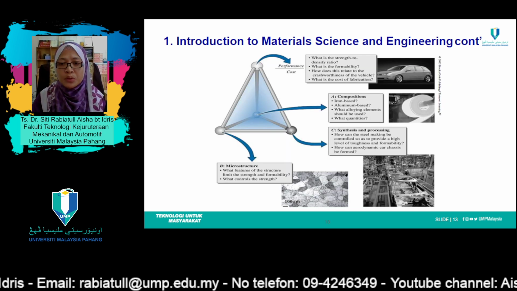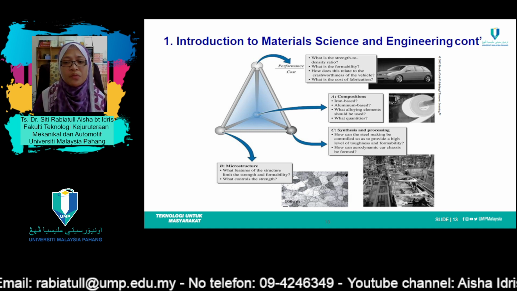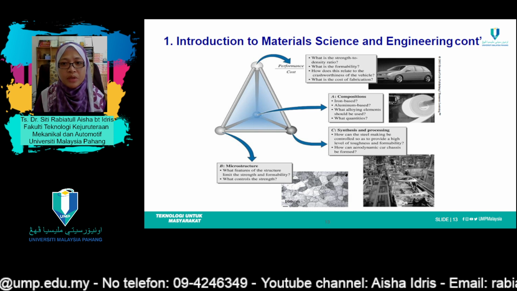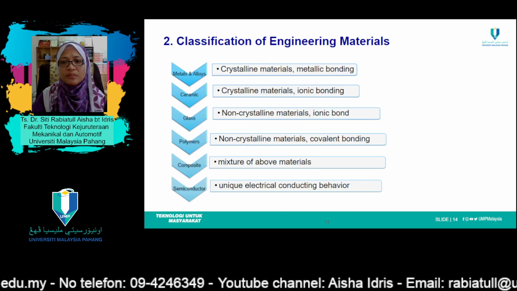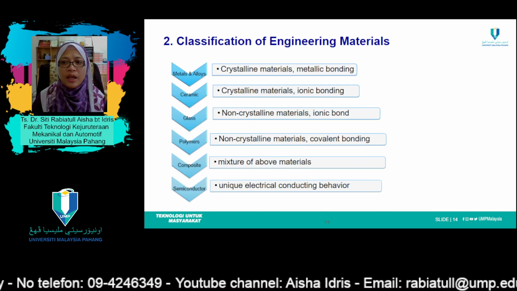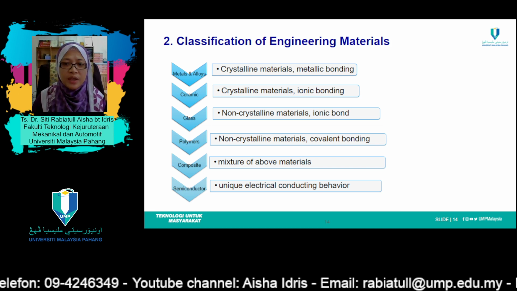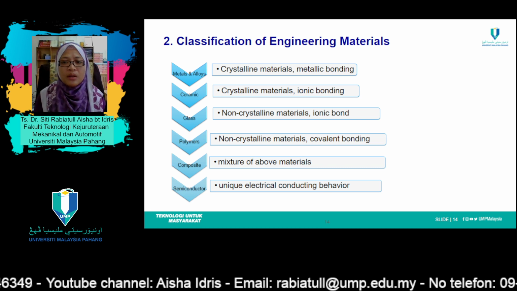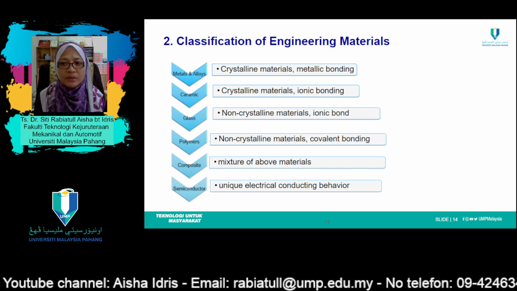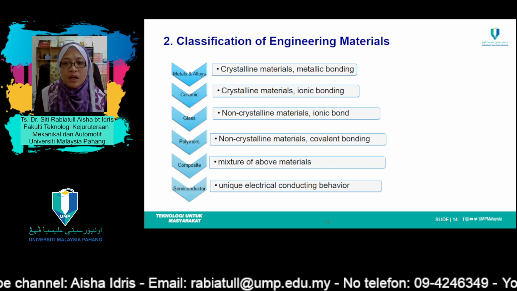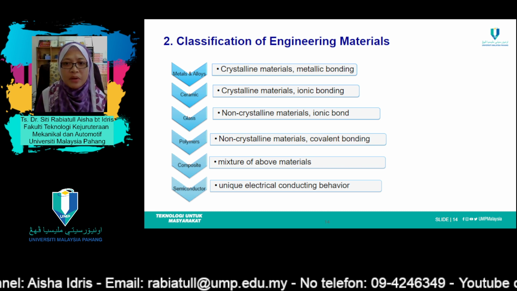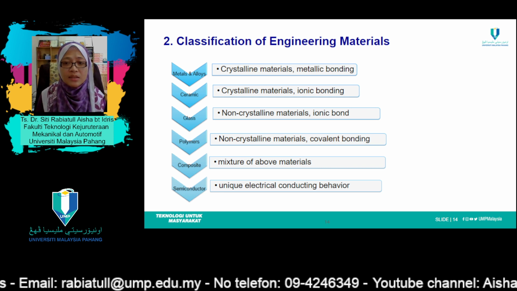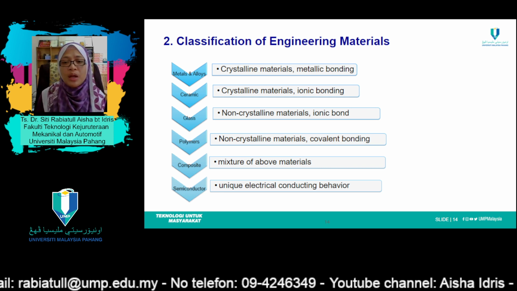So this is also a summary of the process just now, but for the industrial application. Engineering materials have their own classification for different types of materials. For example, metal alloy is classified as crystalline materials with metallic bonding. These types of classification we are going to learn in detail in the next chapter, which is chapter 2.